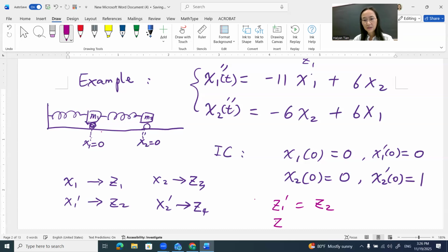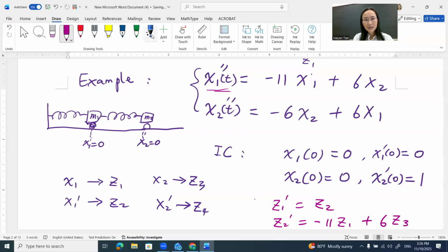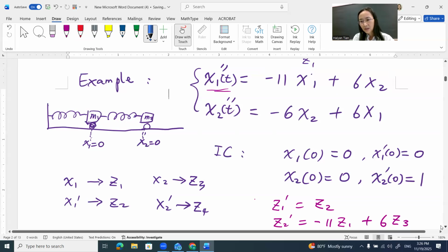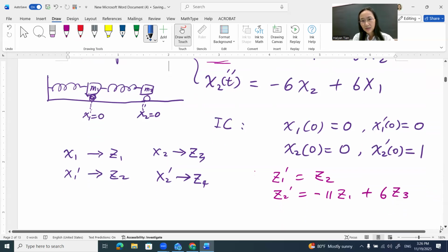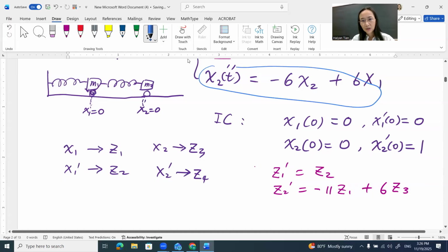And Z2 derivative is this, right? Which is a negative 11 Z1 plus 6 Z3 with the new name. And then the first equation of the second order is now reduced to 2 equations of first order. Now we move to the second equation of the second order. So here we continue to reduce.